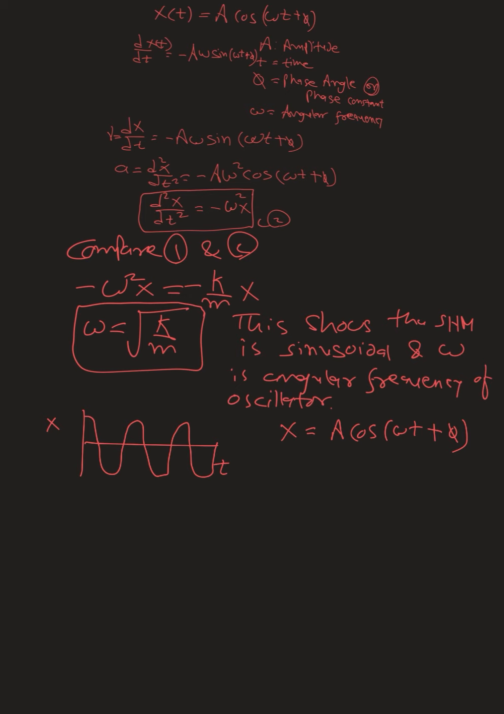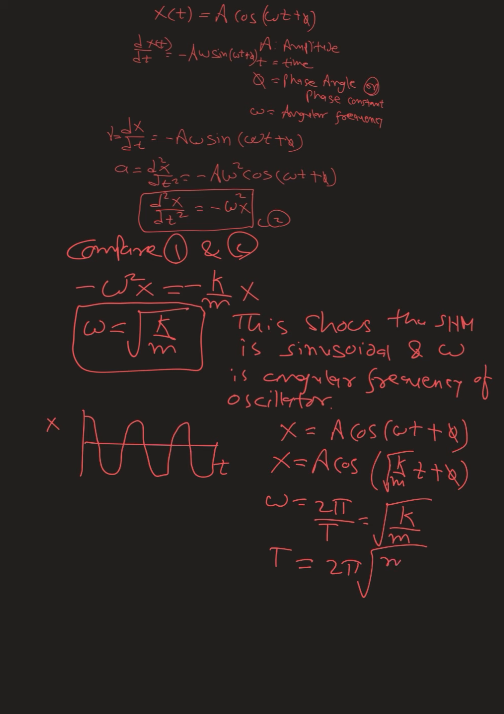Now look, if I put omega equals square root of k over m, let's see what happens. A cos, instead of omega, I could put square root of k over m times t plus phi. We can say omega is nothing but 2 pi over T, which is coming out as the square root of k over m. Boom, you got the relationship T equals 2 pi square root of m over k. We proved once again that the period equation is T equals 2 pi square root of m over k.